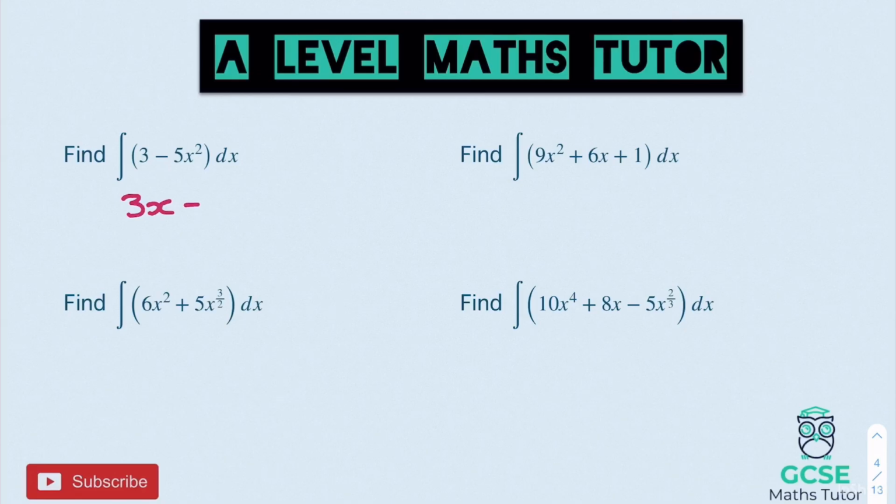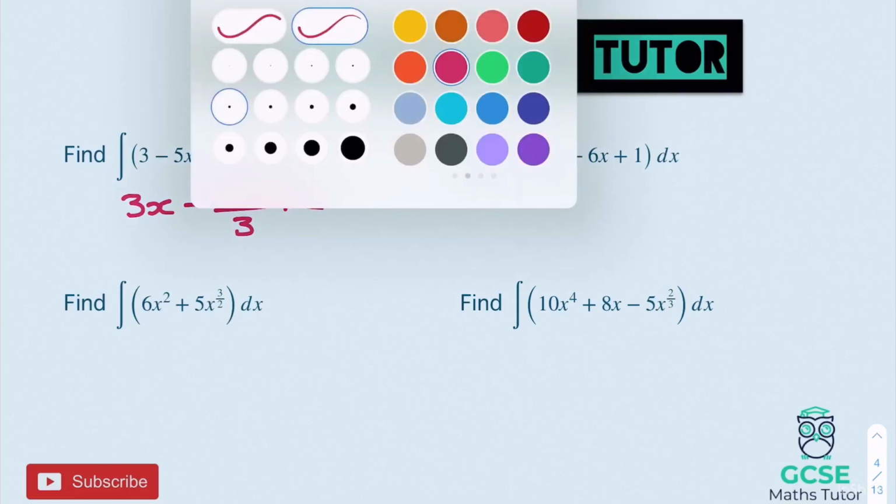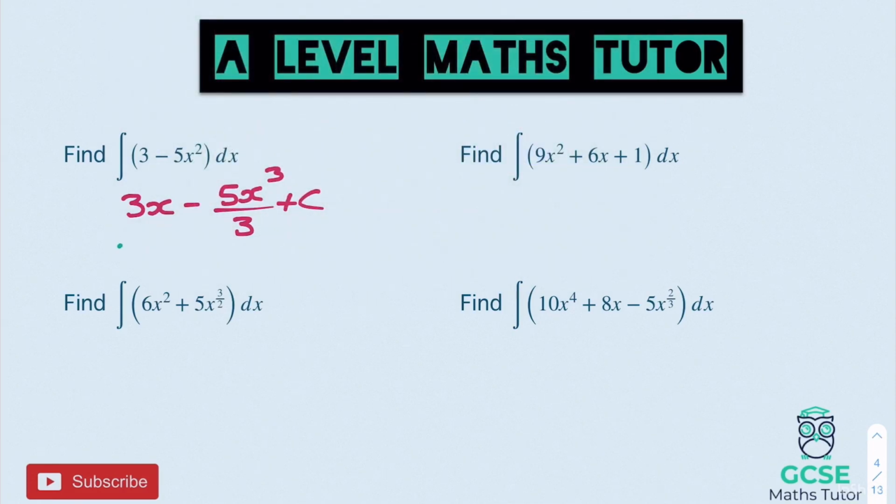So the next bit, minus, and we have 5x cubed, and we're going to divide that by that new power of 3, and then make sure we put the plus c at the end. Okay, so simplifying that down, we have 3x, take away 5 over 3, which is 5/3, x cubed plus c. There we go, and there's our first one.